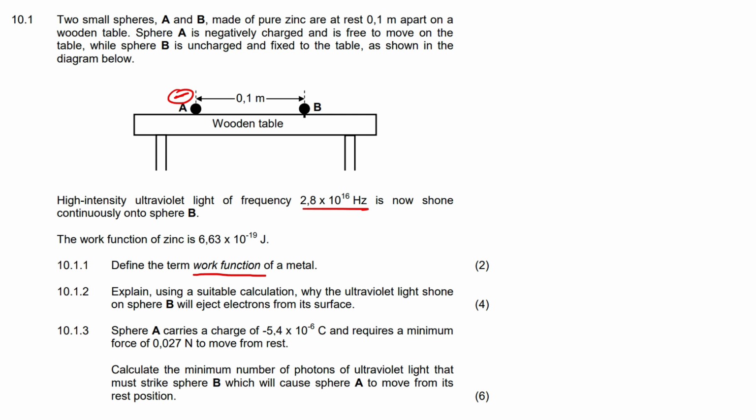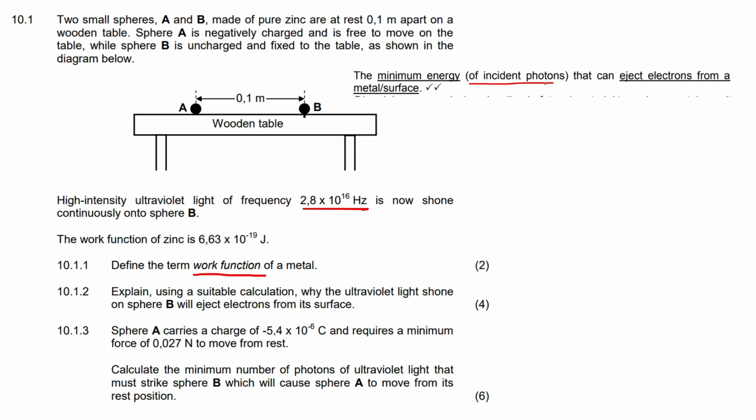The work function is the minimum energy needed to remove an electron from the surface of a metal. And so here it's the minimum energy. You don't have to say this part in bracket. It's the minimum energy that can eject electrons from a metal surface.